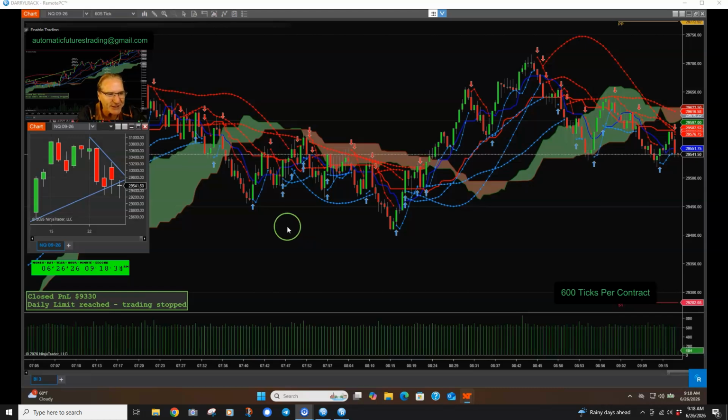Back to the NQ trade for today. I traded 3 contracts on the NQ, mini future of the NASDAQ index. This is the daily candlestick right here. It is 6/6/26, 9:18 and change Pacific time. You can also see the clocks here.